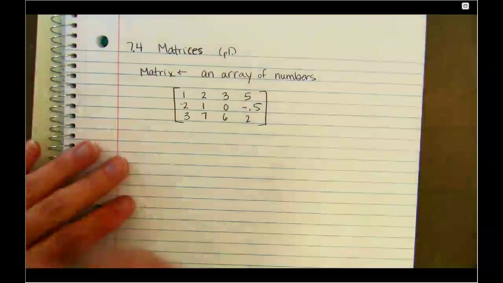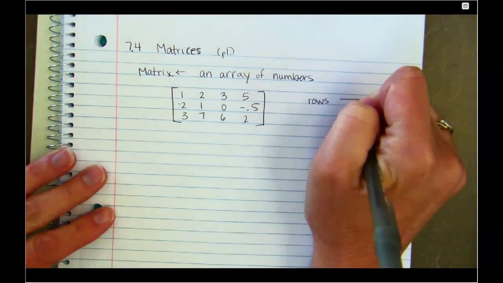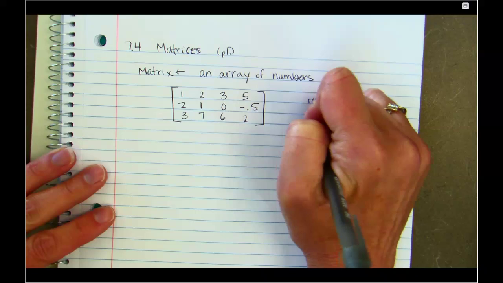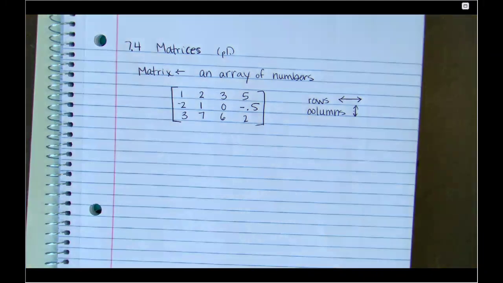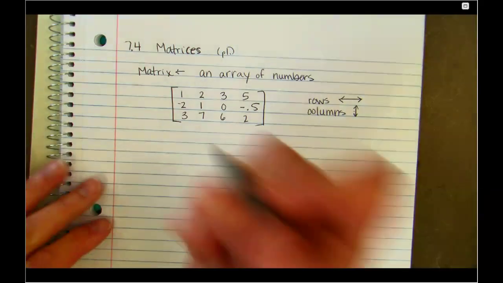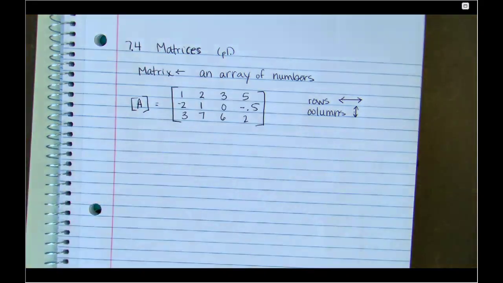So a couple things. A matrix is made up of rows and columns. The rows go side to side, columns go up and down. So how many rows do we have? 3 rows and 4 columns. First of all, we name matrices. We name them not just with the letter, but with those square brackets so that you know that we're talking about a matrix.